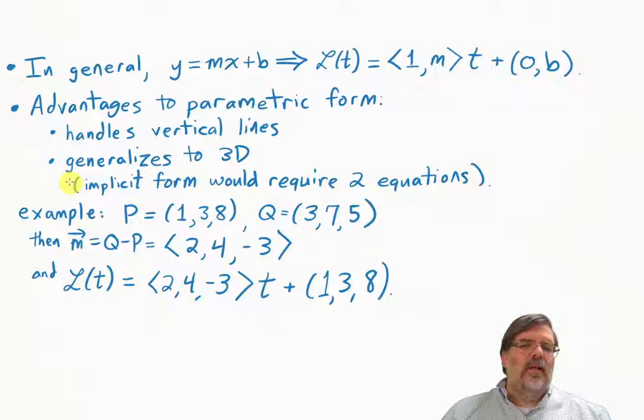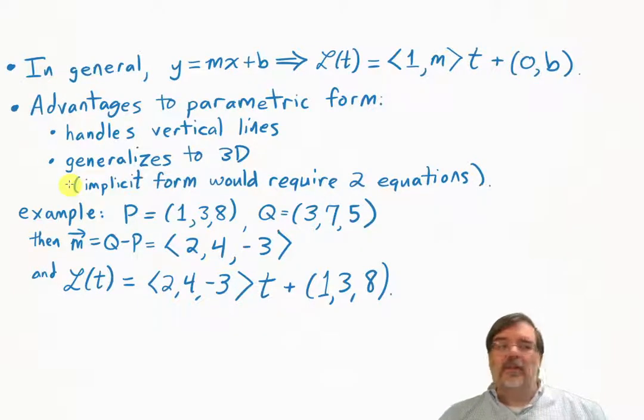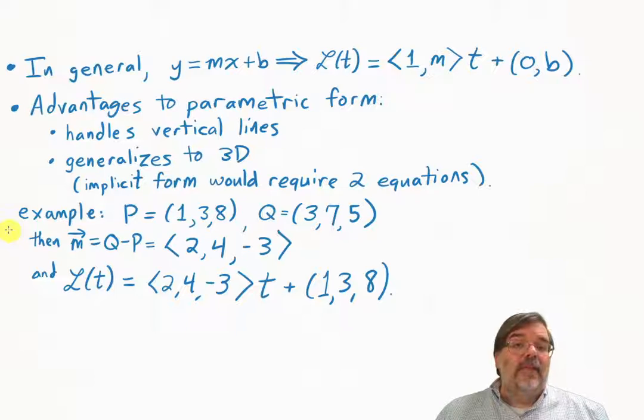If you tried to write an implicit form equation of a line, that actually is a lot more complicated. You'd have to write y in terms of x and also z in terms of x. I'm not even going to talk about that. That's more confusing than we need. So as an example of how you'd calculate the equation of a line in 3 dimensions using parametric form, let's say someone gives you 2 points. Right? So P is the point 1, 3, 8, and Q is the point 3, 7, 5.